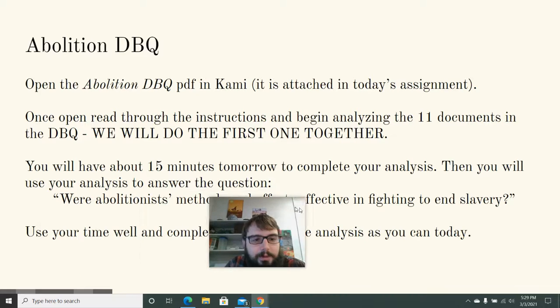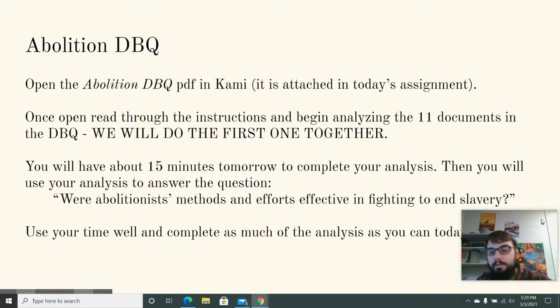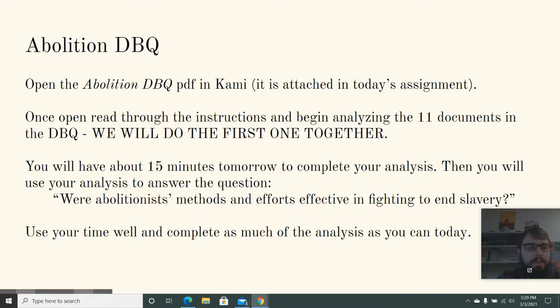Okay, the DBQ. I'm going to read through the instructions and then we'll take a look at the actual document itself. We're going to open up the Abolition DBQ PDF in Cami. It's an attached document. We will open it in Cami in just a minute, and it is attached in today's assignment.